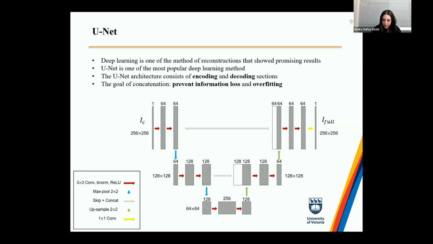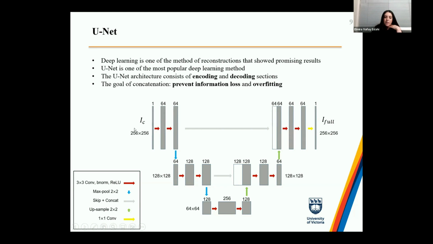Deep learning is one of the methods of reconstruction, and I can say U-Net is one of the most popular deep learning methods. As you can see, U-Net has the U shape. So we have an encoding section and we have a decoding section. The encoding section is related to the downsampling part, and decoding is related to the upsampling part. As we discussed, the input images are our corrupted images and our output should be our reconstructed images.